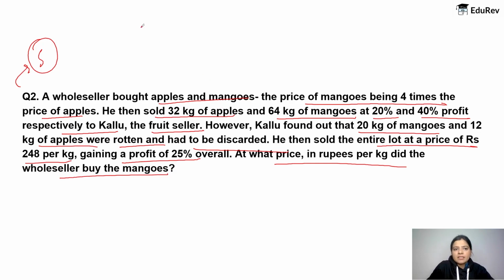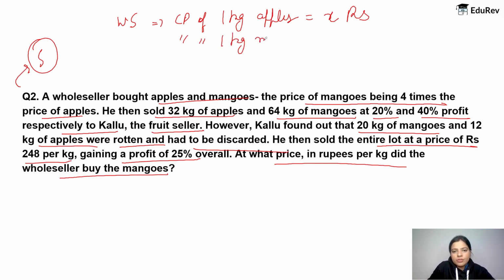So, easy question. Let us first suppose the CP for the wholesaler. There are two people, you can see wholesaler and the fruit seller Kalu. So, let us first talk about the wholesaler. For the wholesaler, the price of mangoes that he had to pay was 4 times that of apples. So let us say CP of 1 kg apples is equal to X rupees. So CP of 1 kg mangoes will be nothing but 4 times that, 4X rupees.